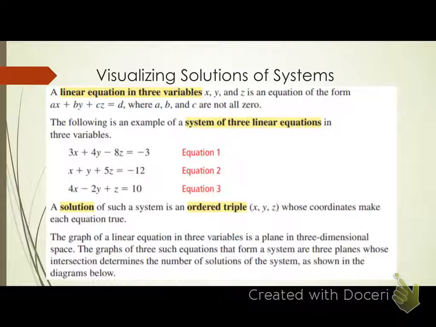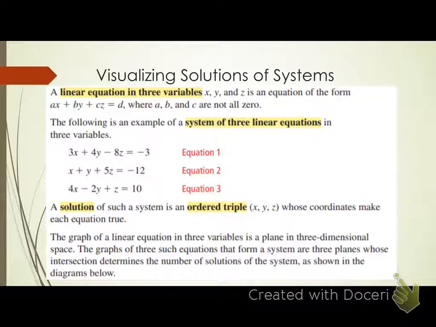Now yesterday, when we solved our system in two variables, our answer was an ordered pair, x comma y. It was a coordinate on the plane. A solution of such a system as today is what we call an ordered triple, x comma y comma z, whose coordinates make each equation true. So we have to solve for all three variables in the system.